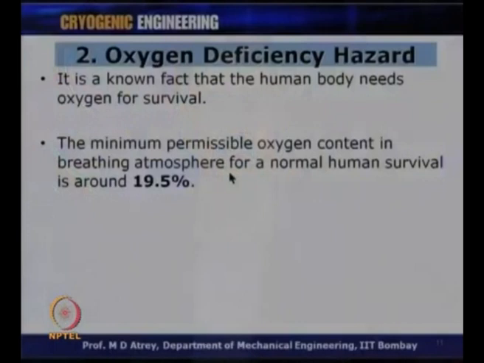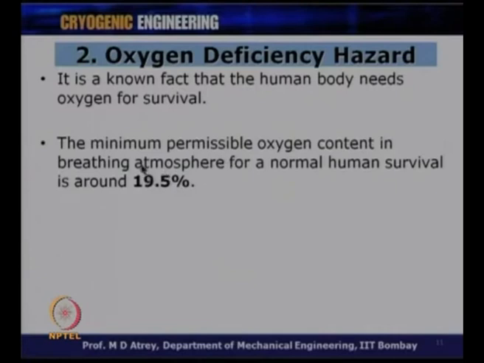So, what happens here? It is a known fact that the human body needs oxygen for survival. Everybody knows this. The minimum permissible oxygen content in a breathing atmosphere for normal human survival is around 19.5%. For example, air has 21% oxygen and broadly 79% nitrogen, and a human being can tolerate oxygen down to 19.5%. Minimum 19.5% should be there, and we have approximately 21% in the air.